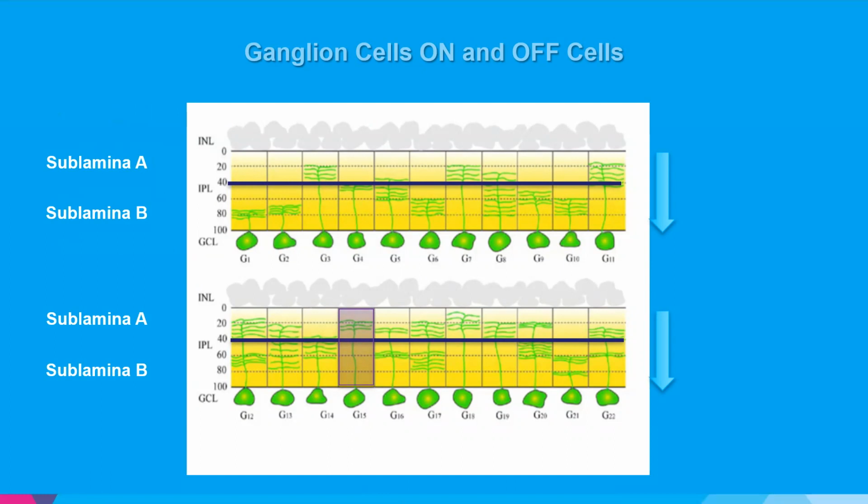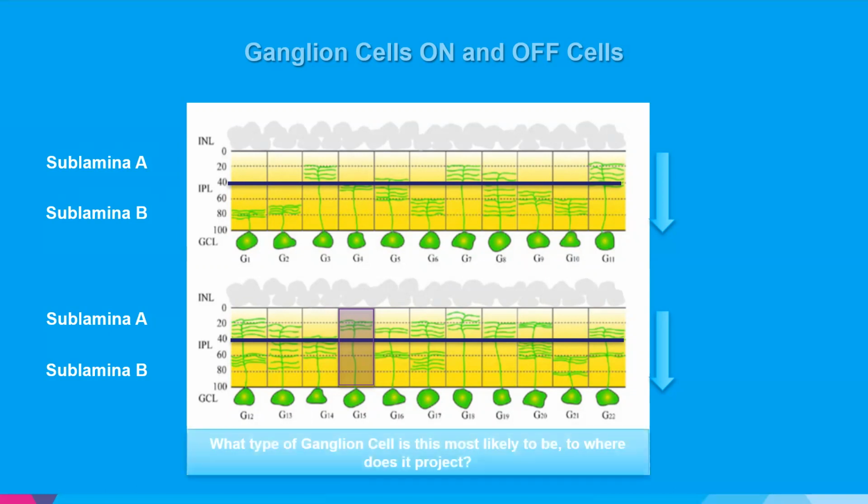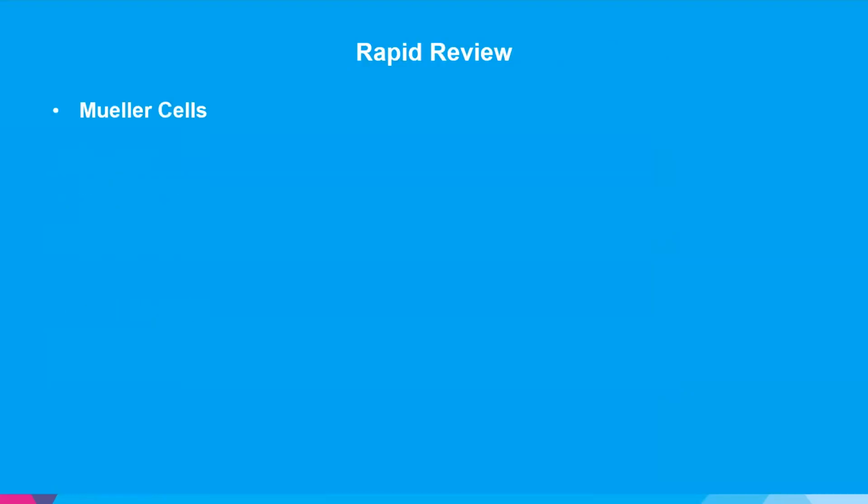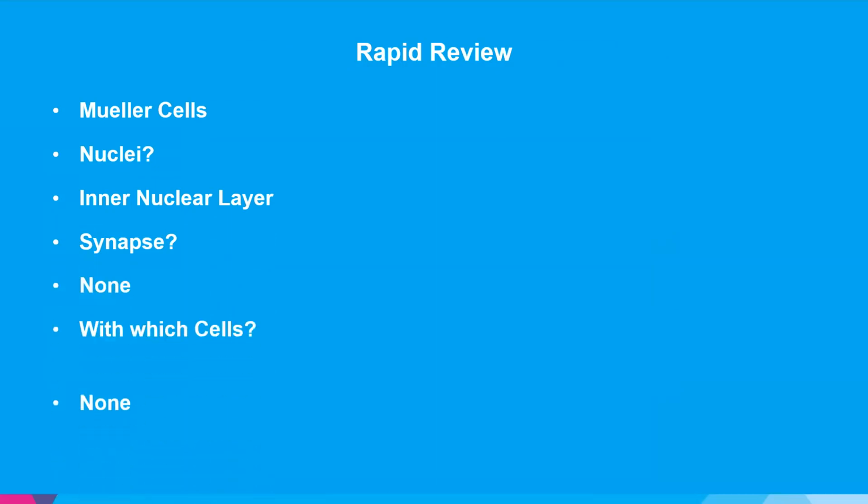So midget type ganglion cell. On or off? That is off. And then what does it convey again? Red-green light. Perfect. Rapid review. Mueller cells, where are their nuclei? In the inner nuclear layer. Who do they synapse with? Nobody. Good.